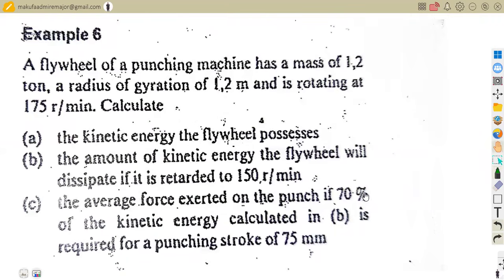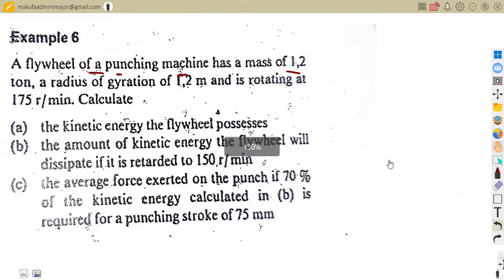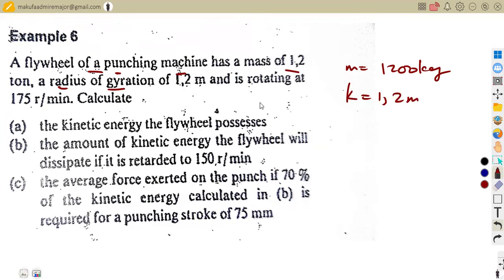What are we given there? Example number 6, we are given that a flywheel of a punching machine has a mass of 1.2 ton and the radius of gyration being 1.2 meters. For the first time to be given this directly in meters. Anyways, we've got the mass of 1.2 ton, which is 1,200 kilograms, a radius of gyration of 1.2 meters, and it is rotating at 175 revs per minute. The question was to calculate the kinetic energy the flywheel possesses.